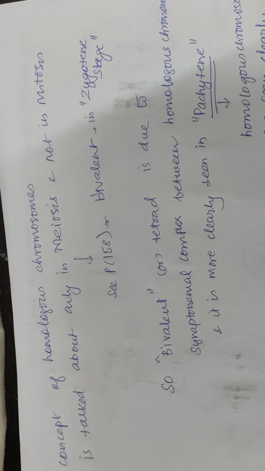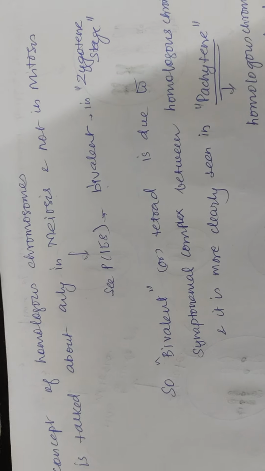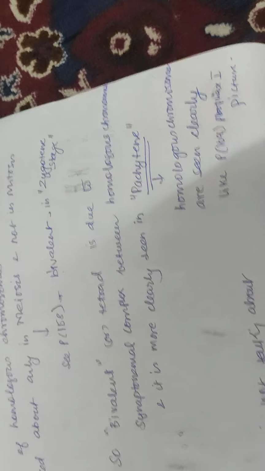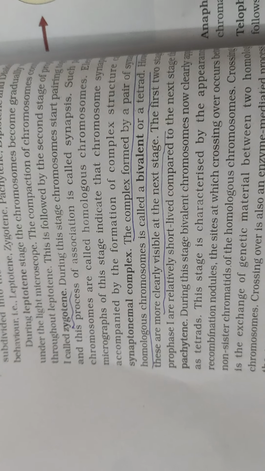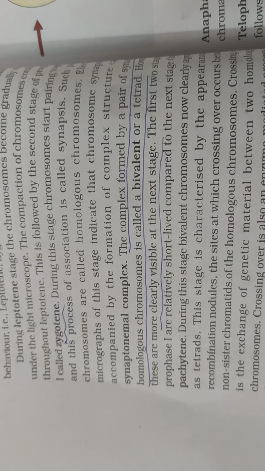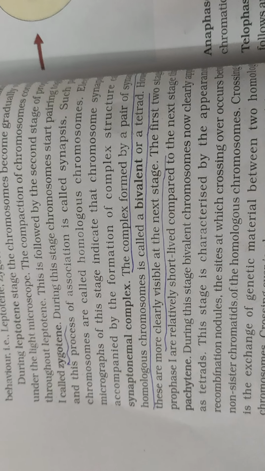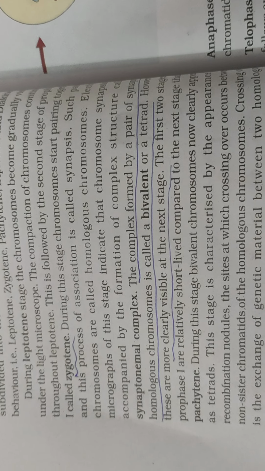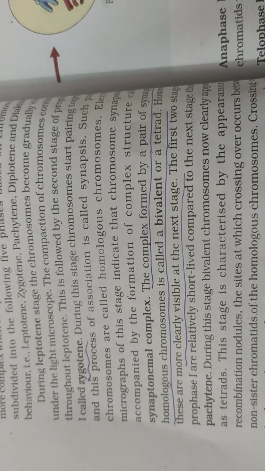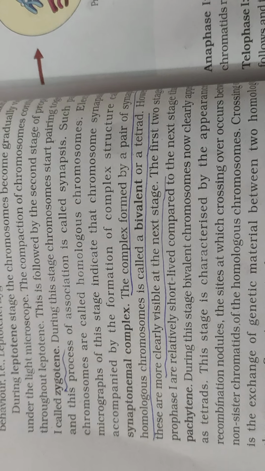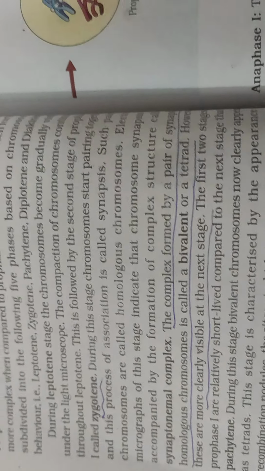Now see, the concept of homologous chromosomes is talked about only in meiosis and not in mitosis. If you see page 168 in the NCERT, what they are telling is bivalent. What does that word bivalent mean? That the chromosomes start appearing as homologous chromosomes, the pairing, the complex formed by a pair because of the synaptonemal complex that starts to appear in the zygotene stage, and it will be very clear by the pachytene stage. So they are talking about this homologous chromosome concept only in meiosis.